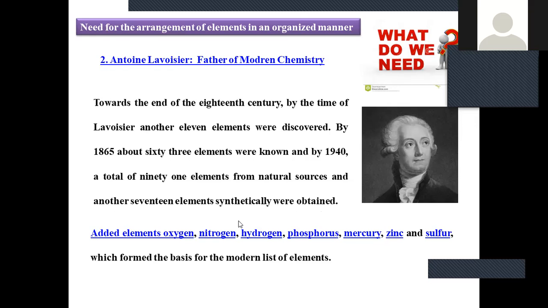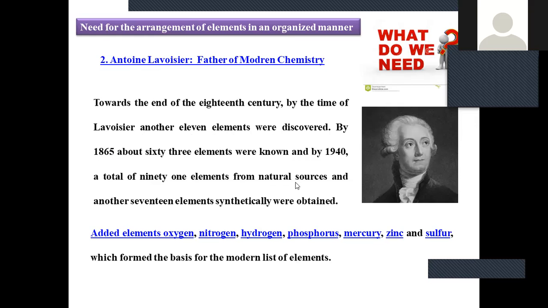When you observe the blocks, most of the elements in the last series of the S-block, P-block and D-block are artificial and radioactive in nature, because as the size of the nucleus gradually increases, they become unstable and radioactive. They are emitting radiation, right? So at the time of Lavoisier, a total of 24 elements were well known. Later, by 1865, many scientists worked on that and discovered 63 elements, and there was a gradual evolution. By 1940, a total of 91 elements were well known.